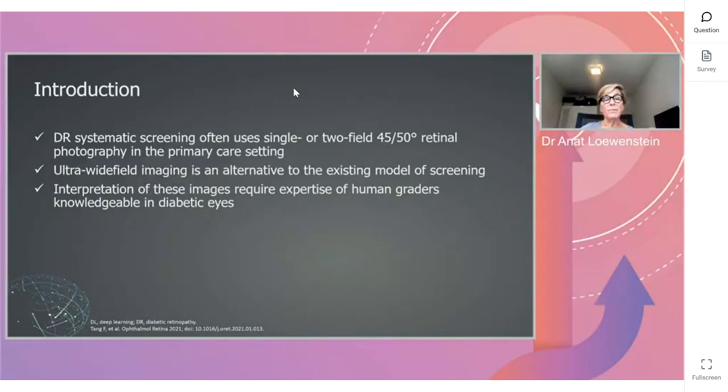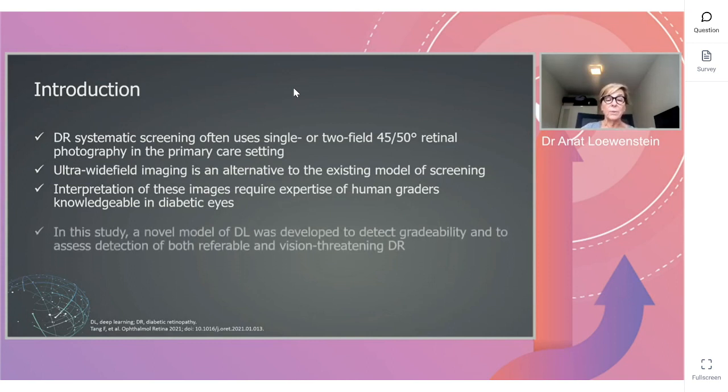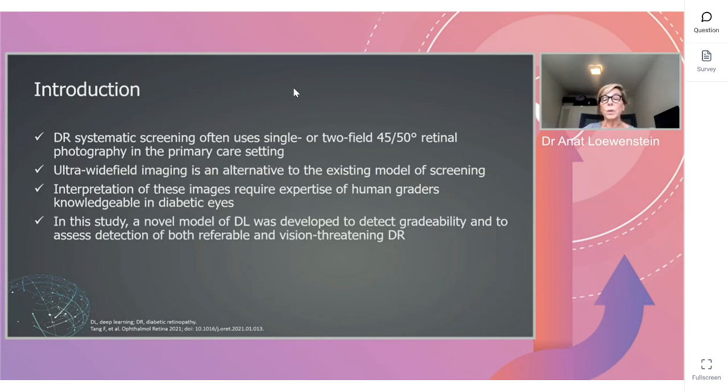So the issue here is to use ultra-wide field imaging as compared to single or two field 45 to 50 retinal photographs, which can be done in the primary care setting. And of course, when you do an ultrafield, you have much more data, but it requires expertise.